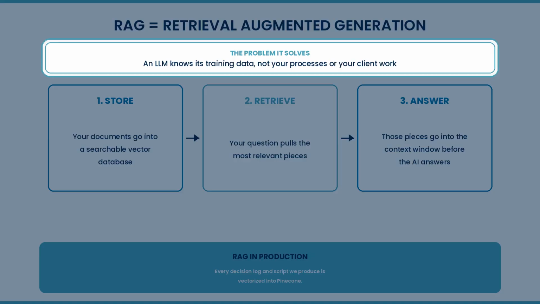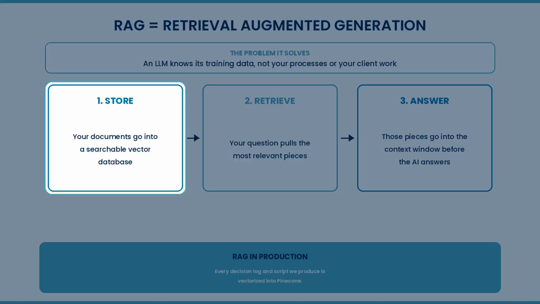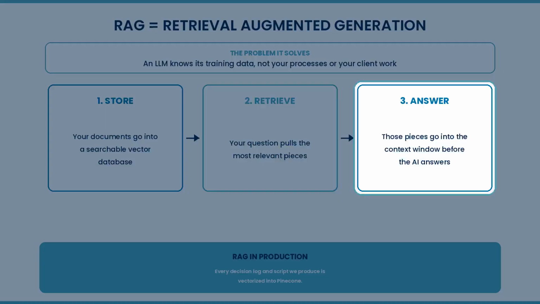RAG does two things. First, it stores your documents in a searchable database called a vector database. Second, when you ask a question, it pulls the most relevant pieces and inserts them into the context window before the AI answers.